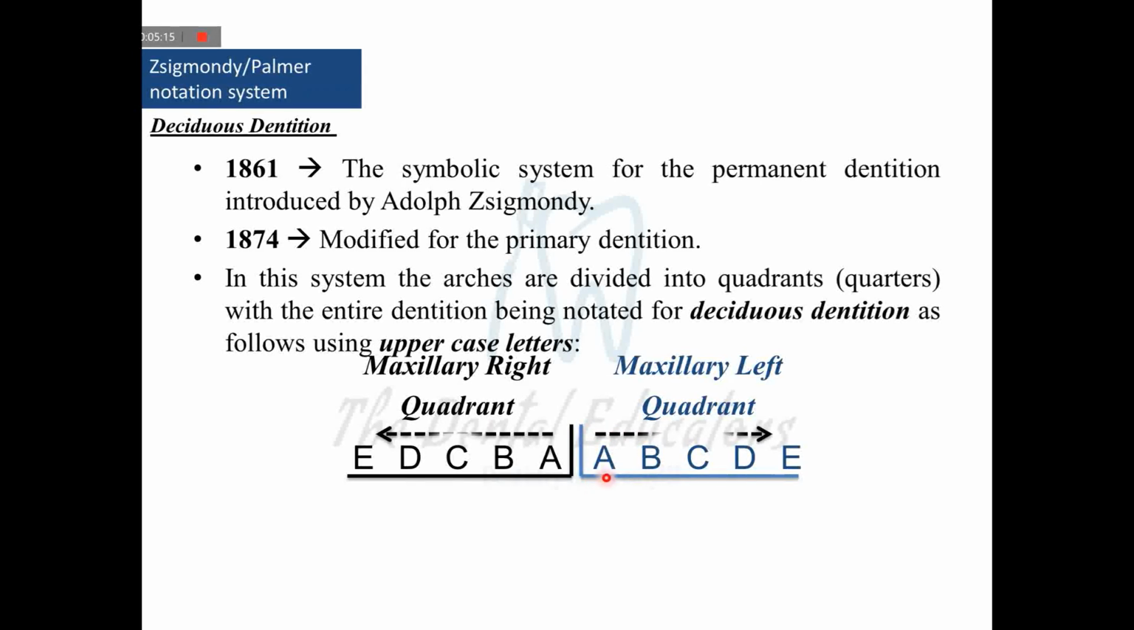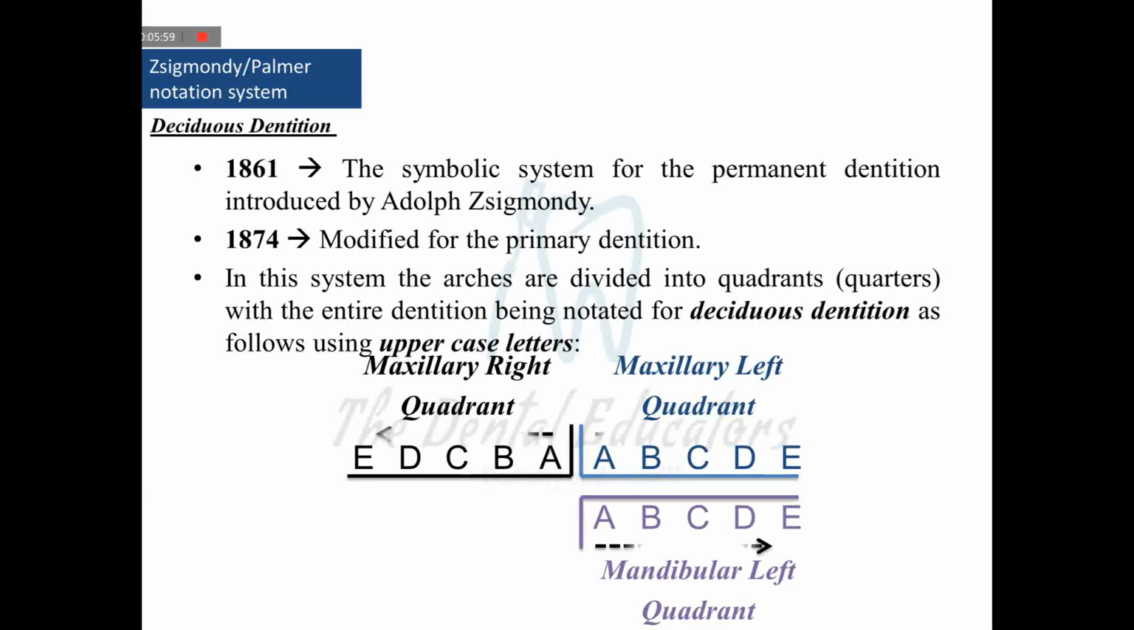We will mark the central incisor of the maxillary left quadrant as A, the maxillary lateral incisor of the left quadrant as B, C for the canine of the maxillary left quadrant, D for the first deciduous molar of the left quadrant, and the last one, E, for the deciduous second molar of the maxillary left quadrant. Keep in mind we have 5 teeth in each quadrant, from A to E, starting from the central incisor going on to the lateral incisor, canine, first molar and the second molar.